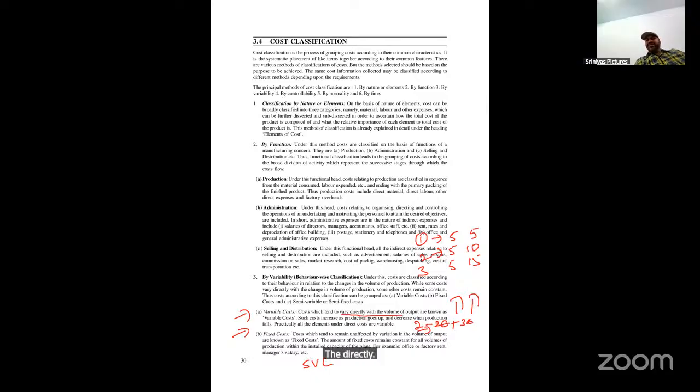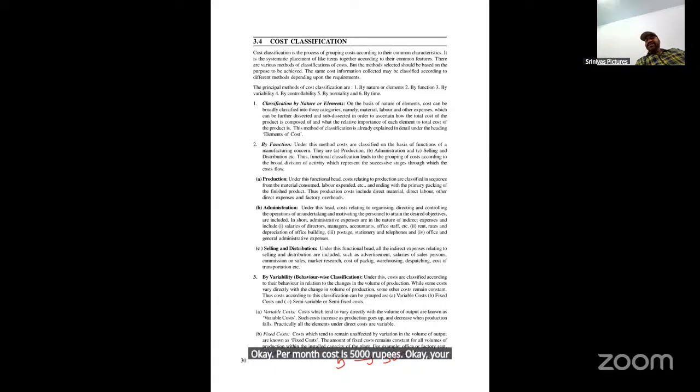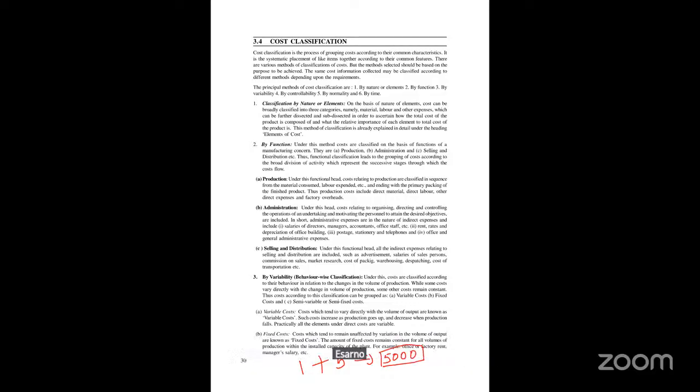The value of output. Simply, you can say that the change of cost because of change of output, whatever cost incurred, that is called a variable cost. For example, in your home, 5 members are living. Per month cost is 5,000 rupees. Your rent is 5,000 rupees. If another person is added, what will happen to the rent? 5,000 only. It will not change. Yes or no? Yes, sir. This is fixed cost.